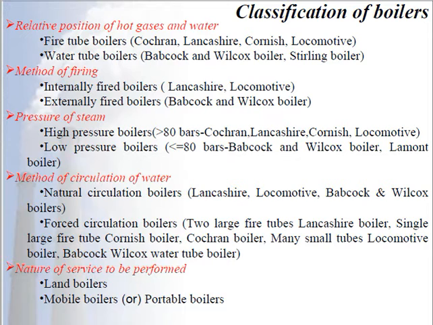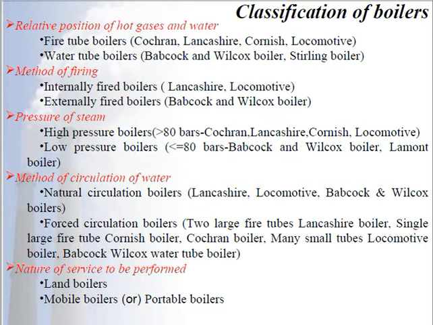The third classification is the pressure of steam. There are two types. First is higher pressure and second is lower pressure boilers. If the steam pressure in the boiler is higher than 80 bar, such boilers are considered high pressure boilers. Examples are Cochran, Lancashire, Cornish, and locomotive boiler. And low pressure boilers, if pressure is less than or equal to 80 bar, we consider them low pressure boilers. Those are the Babcock and Wilcox boiler, Lamont boiler, etc.